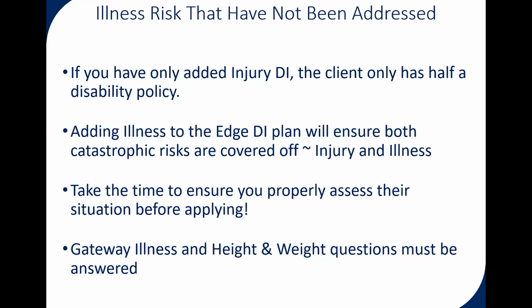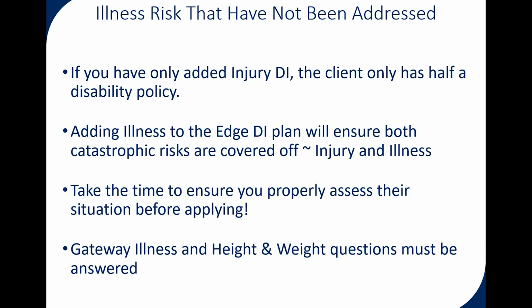They're only covered for injuries. They're not covered for illnesses. So we really should be talking to them about adding illness so that they're covered for both risks, both the injury and the illness. So we need to take the time to ensure that we're properly assessing their situation before we're applying, and that they understand the pitfalls of trying to buy just an injury policy because they only want to spend $40 a month. If something happens to them and they can't work due to illness, now they're not going to be covered. We really should be trying to cover that off.